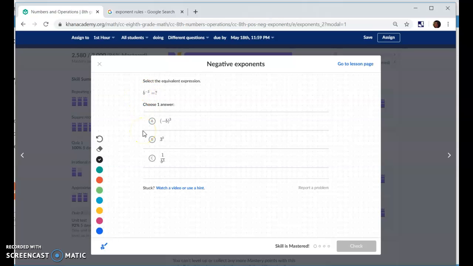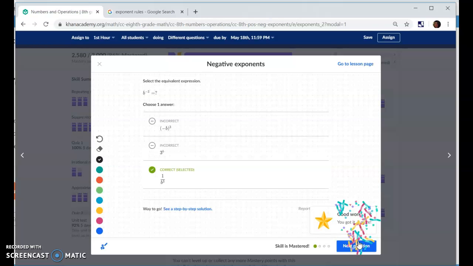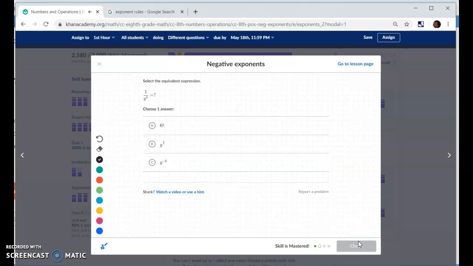So this right here would be equal to b, 1 over b to the third power. Okay, so this exponent is equal to this one right here. We're sticking b to the negative third power in the basement and removing that negative. Let's check it out here. Okay, let's do one more.